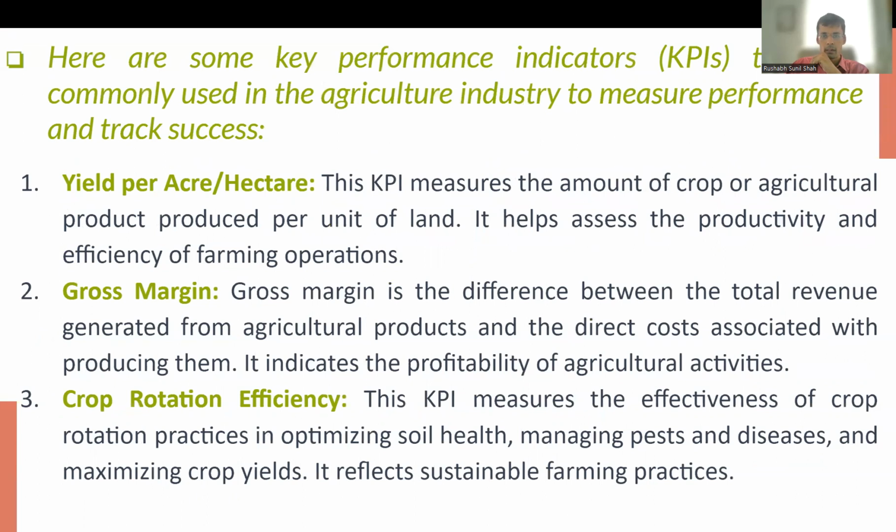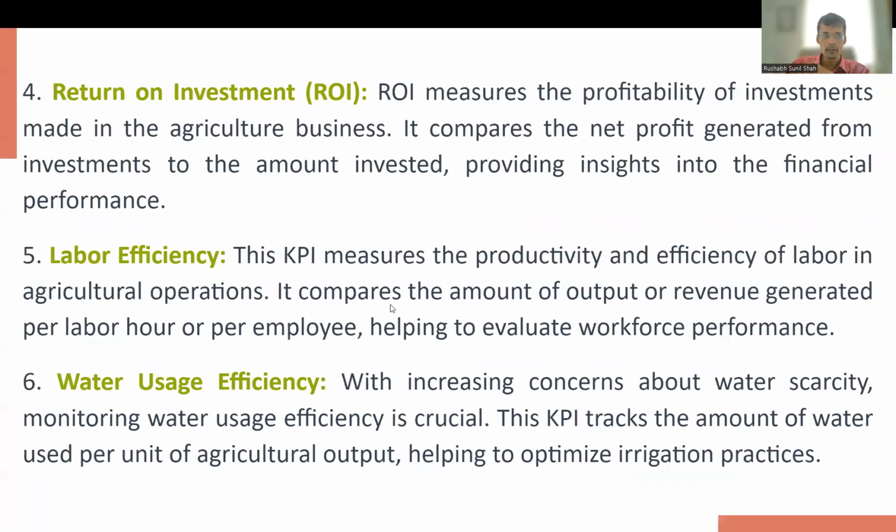So here are some of the key aspects which need to be taken care of, and the key reporting indicators which can help you to understand how your business is performing. Number one is yield per acre. It helps you to know the productivity of land. Gross margin helps you to know whether the crop is generating adequate margin or not. Crop rotation efficiency helps to know the yield and optimize on the yields.